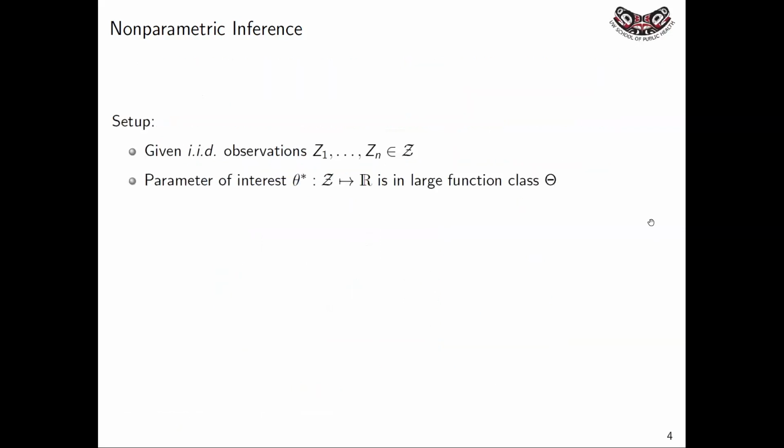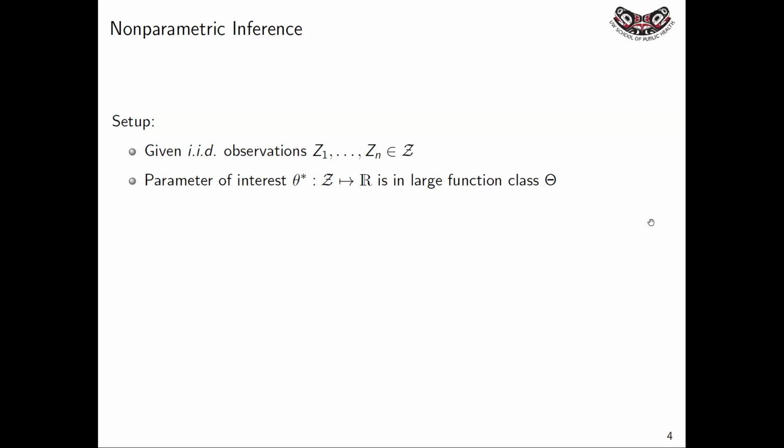Okay, so here's the setup. We have IID observations, Z1 to Zn from some domain Z, and then the parameter of interest maps that domain to the set of real values.